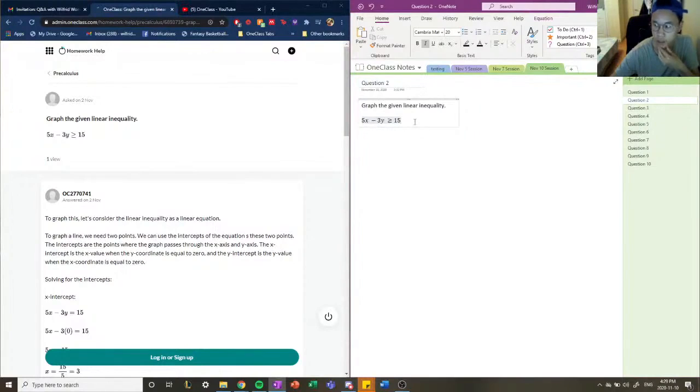When it asks us to graph the linear inequality, it's asking us to visualize all the solutions to this statement. So essentially, this linear inequality is related to the linear equation. So we're going to write this linear inequality in line equation form.